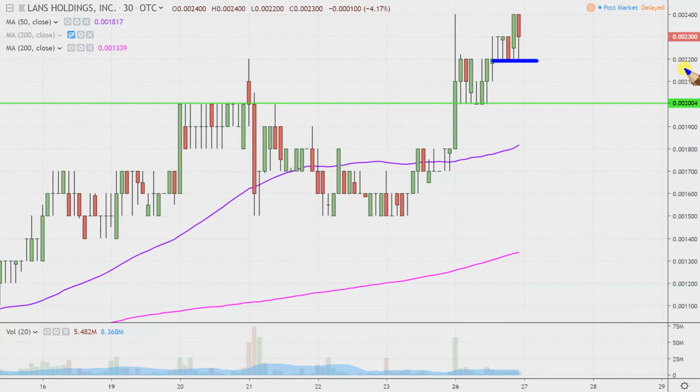With that being said, it's not like, if the price falls below 0.0022, that implies everything's totally ruined or anything like that. But yeah, if the price could, like I said, somehow manage to stay above there, that would definitely be a massive sign of power.